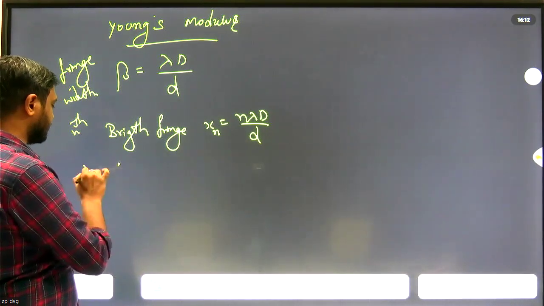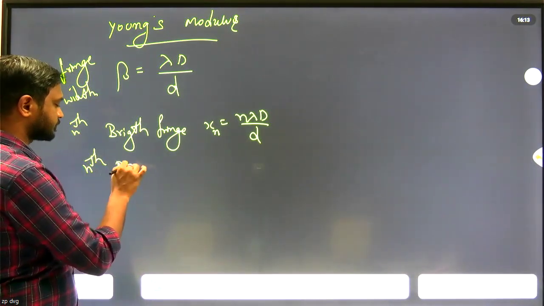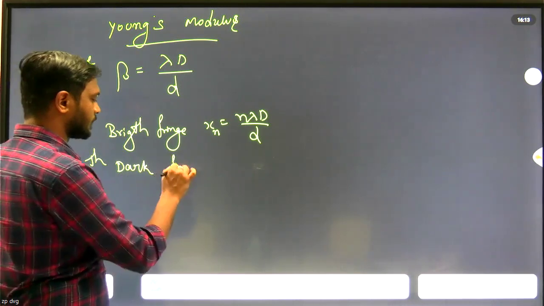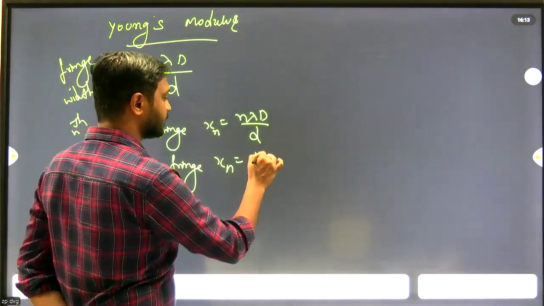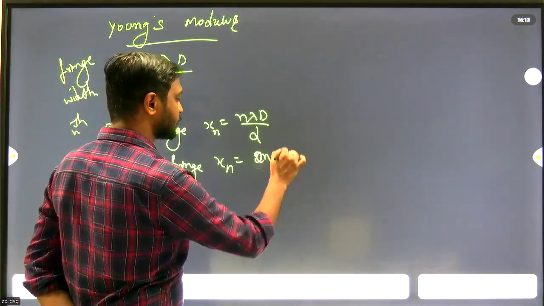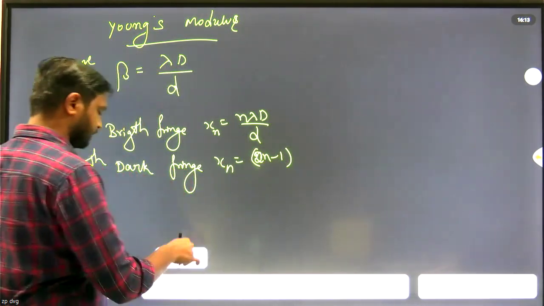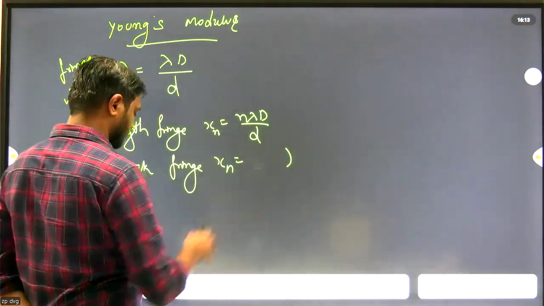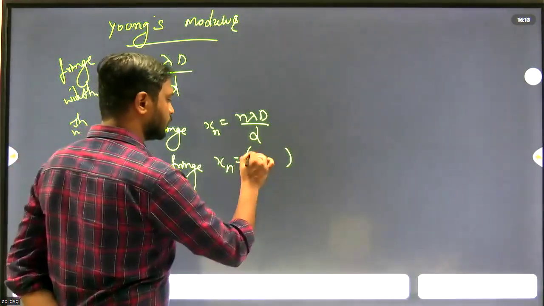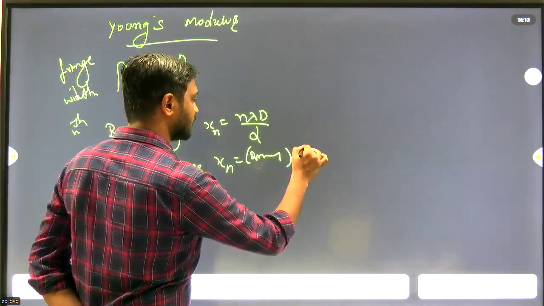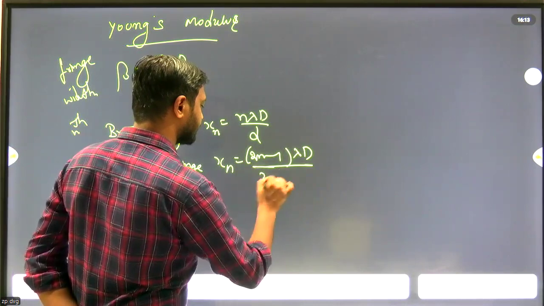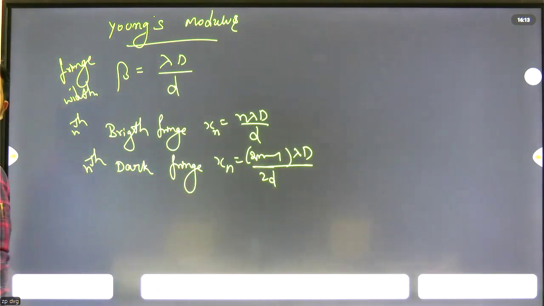And for the nth dark fringe, xn equals 2n minus 1 lambda D by 2d. So this is the formula used to calculate the nth bright fringe and the nth dark fringe.